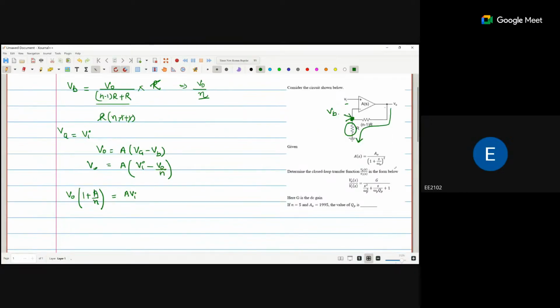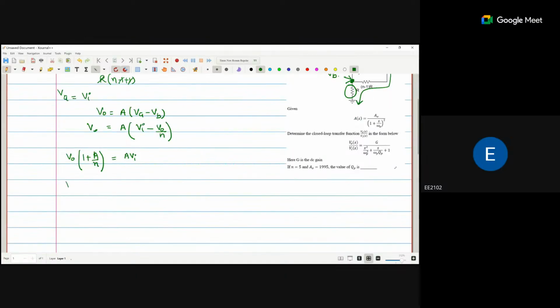A by N. So V naught by Vi is A upon 1 plus A upon N. If I take A as a common, so 1 upon A multiplied by (1 by A plus 1 by N). Now take 1 by N as a common, so N upon (N by A plus 1). Now N is given, that is 5. So it is 5 upon (5 by A plus 1).